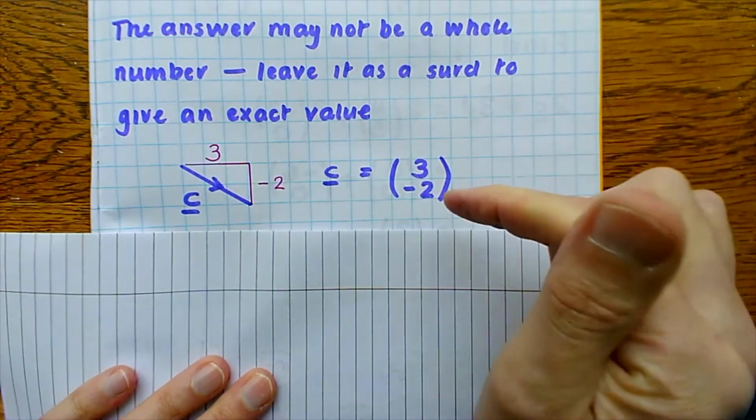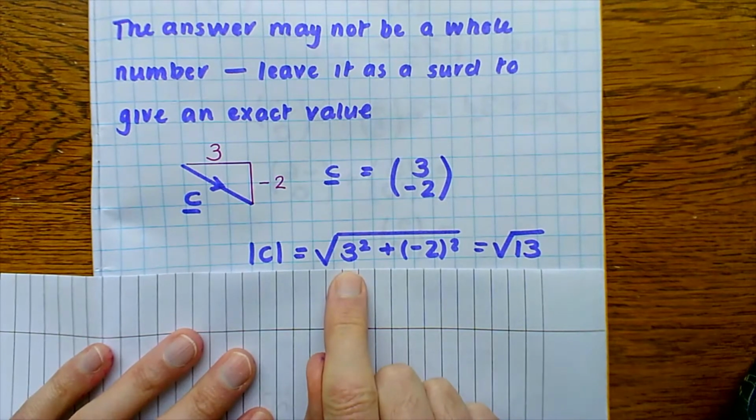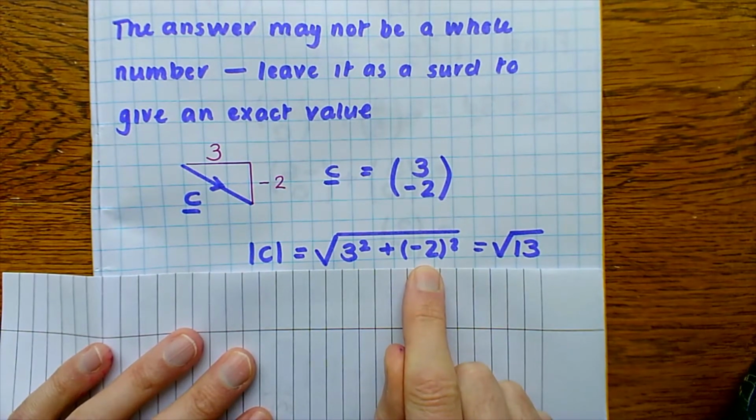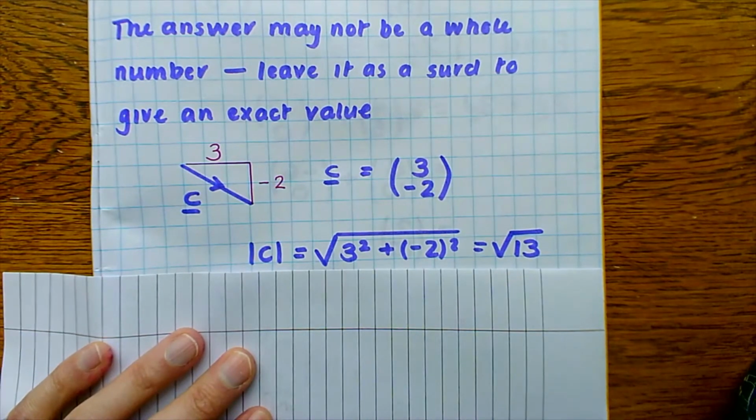And here's an example, the vector (3, -2). When we calculate that, 3 squared is 9, plus -2 squared is 4. So we get, and we just leave the answer as a surd, square root of 13, rather than rounding and getting a not quite accurate answer. So it's possible that the answers will appear as surds.